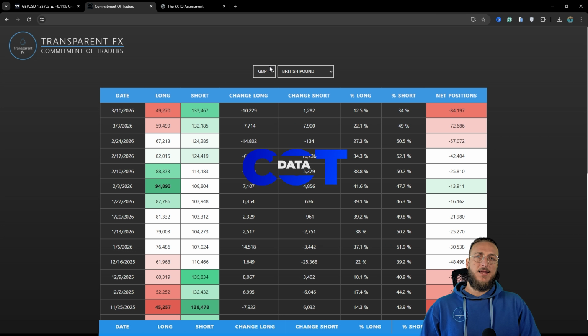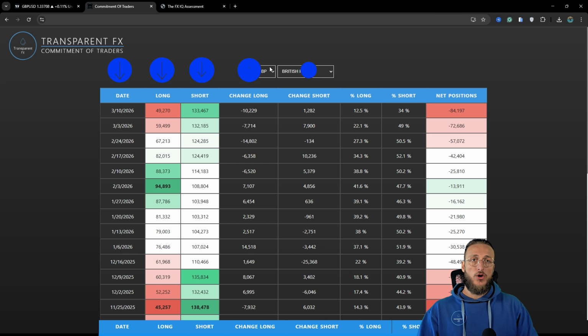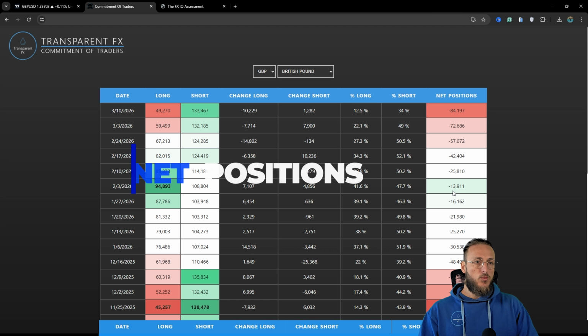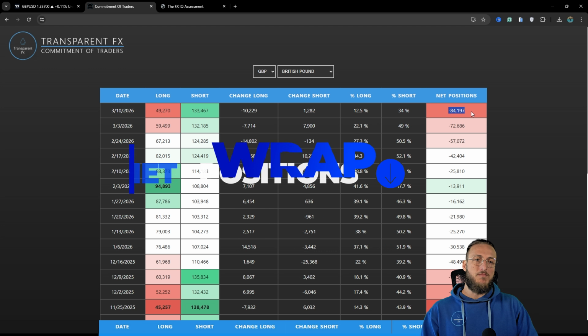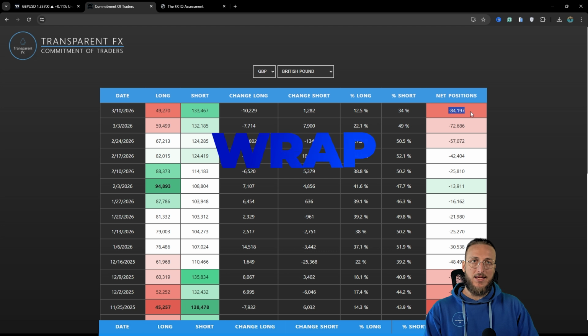Now, if we're looking at the data for the GBP, we have to keep in mind that we are already looking at GBPUSD because all currencies on the spot are traded against the USD. And what we can see is that with the last reports, net positions have been massively decreased. We went from having minus 13.9k net positions all the way down to minus 84.1k net positions.